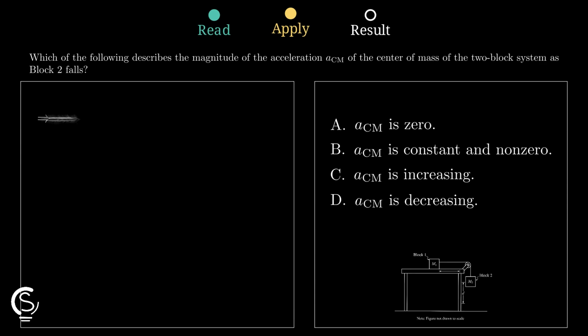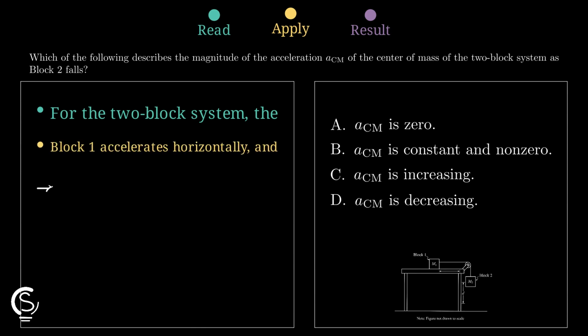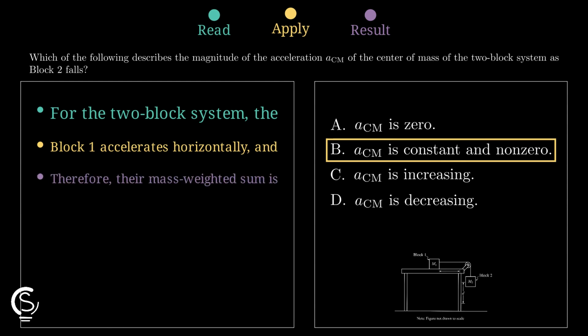Block 1 speeds up horizontally, while block 2 speeds up vertically. And for this system, those accelerations stay steady, so the center of mass acceleration comes from combining constant contributions. Therefore, their mass-weighted sum is also constant and not zero, so the center of mass keeps a steady, non-zero acceleration during the fall.